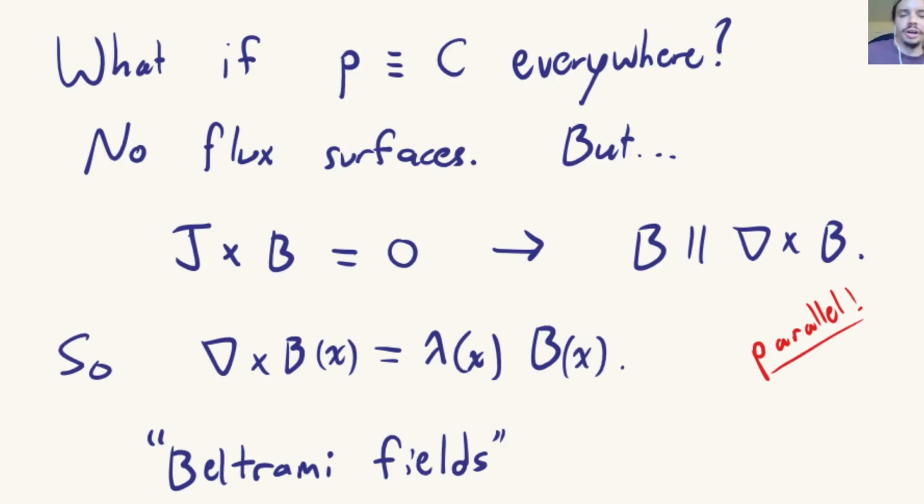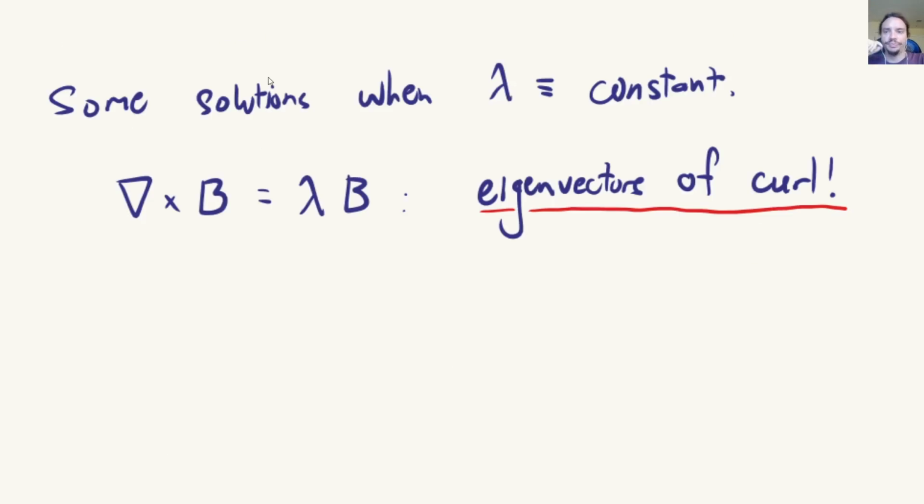Beltrami fields are important in fluid dynamics and in plasma physics, but they're kind of hard to study. Let's study the simplest case. For example, when lambda is just equal to a constant. In this case, our vector field is proportional to its curl. We can think of this as saying that Beltrami fields with lambda being constant are the eigenvectors of the curl operator. So we have a vector field, so that when you take its curl, you just get the vector field back times a constant.